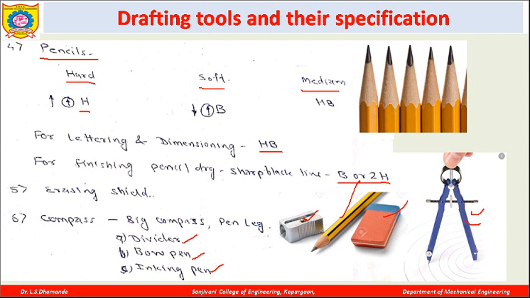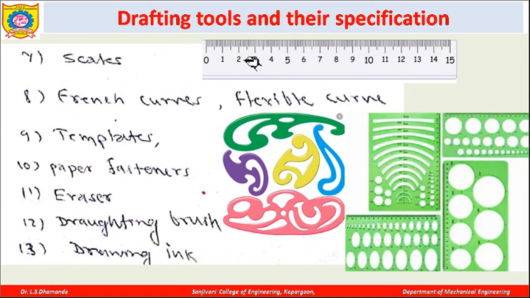At the same time, we have to use the scales for taking the accurate dimensions of the components and then make proper drawings. There are also some curves that you have to draw. Those curves can be drawn by using French curves or flexible curves. These are the different types of French curves or flexible curves available in the market. We can make use of these to draw the required arcs or curves on your drawings.